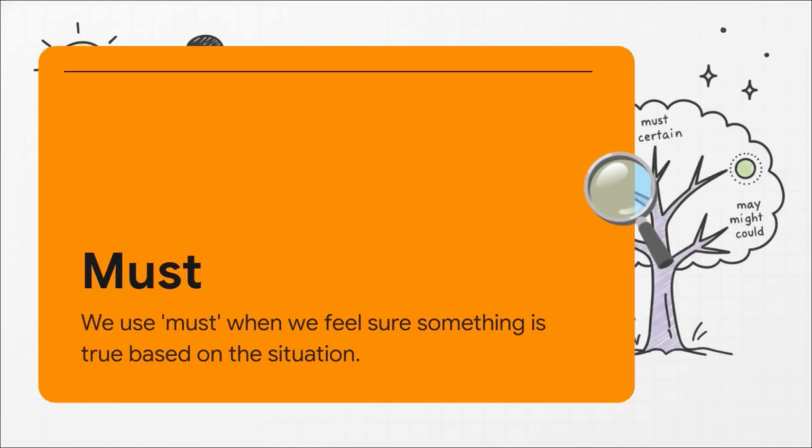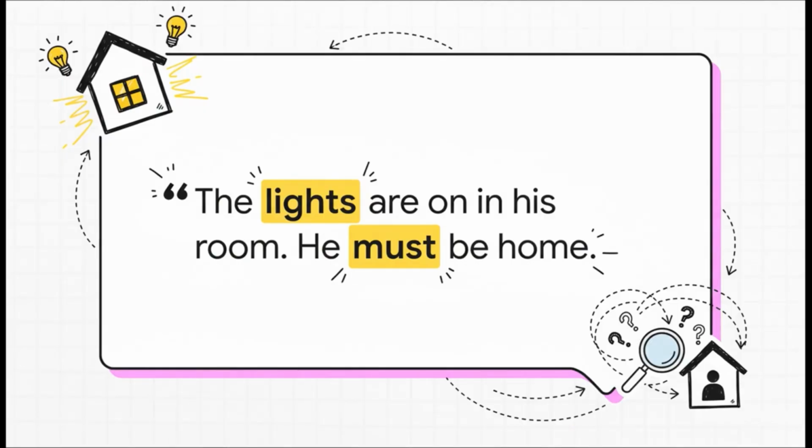The first tool in your new detective kit is the word must. This is your go-to when you've looked at all the evidence and you're feeling 99% sure that something is true. Let's look at a classic case. The clue: the lights are on in his room. Now, you don't actually see him, right? But the evidence points to one very strong conclusion. He must be home. It's a logical leap, not just some random guess.